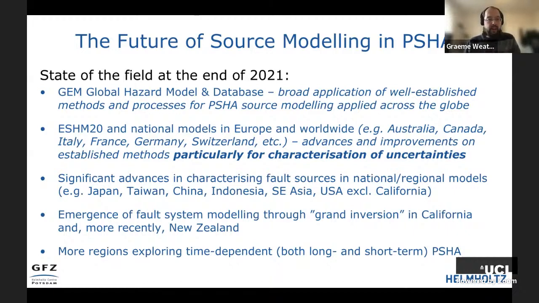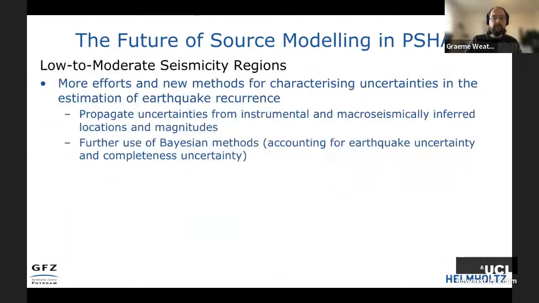And I say excluding California because this grand inversion process that I've gone through in a relatively short period of time, this user-free approach, is really a step forward. It's state of the art. It's being used already in California, and it's currently being used for the next generation New Zealand seismic hazard model. And we're also starting to see some models begin to explore or have more routine estimations of time-dependent PSHA, both in terms of long-term and short-term time dependence.